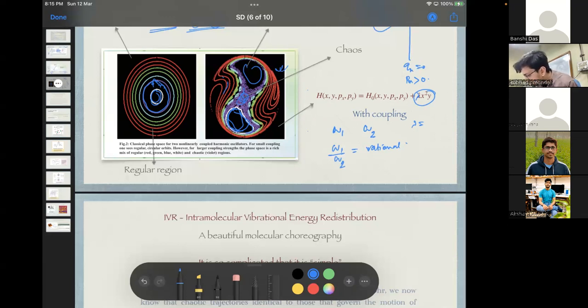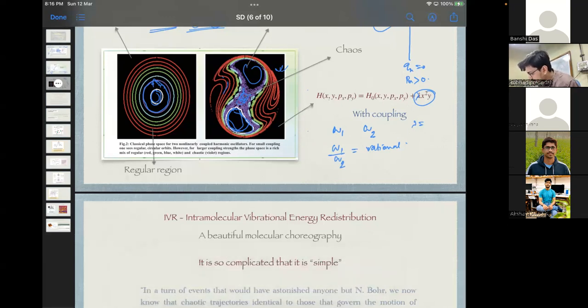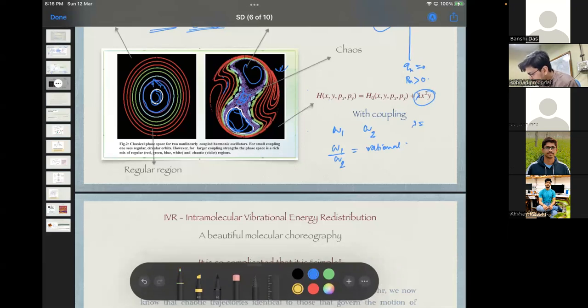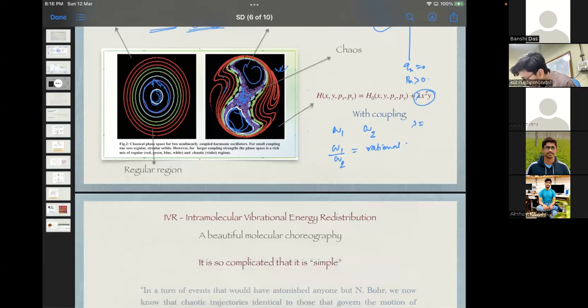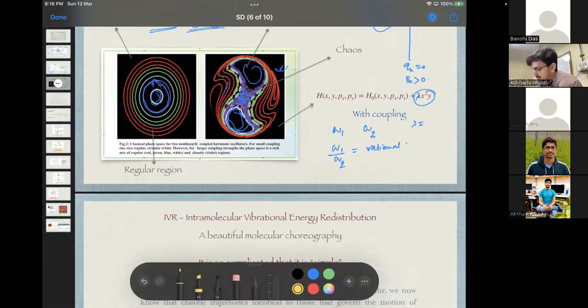Now, just to emphasize, let's say if you start here, at an initial point here, what will happen? Let's say if you start from the chaotic region, the chaotic region means trajectories are behaving randomly. It means from one oscillator to another oscillator, energy will easily transfer. This chaotic region will give facile energy transfer between the two oscillators.